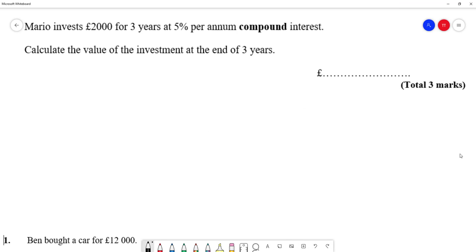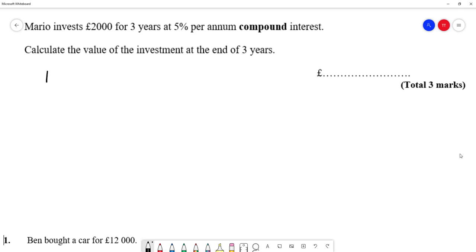Okay, here's a question for you to try. You can pause the video. When you're done, I will go through my worked solution. Okay, welcome back. So we have a question here. It says Mario invests £2,000 for 3 years at 5% per annum compound interest. Calculate the value of the investment at the end of 3 years.